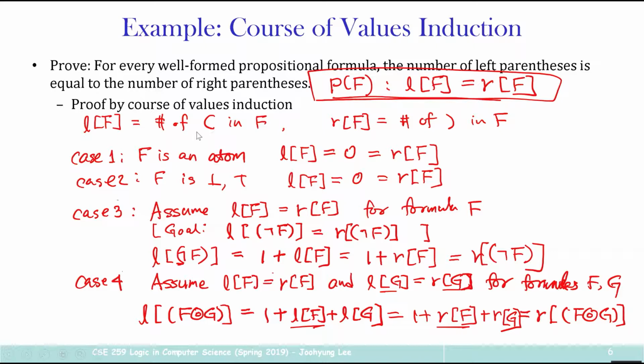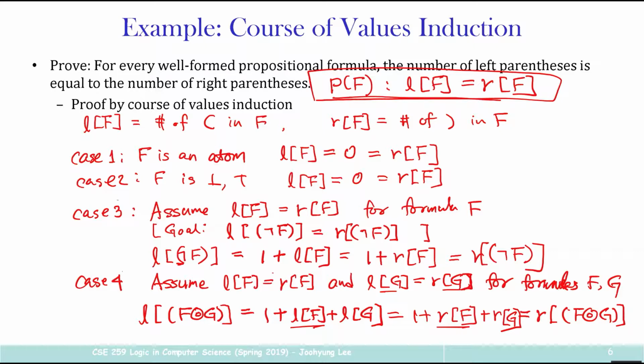So case 1 and case 2 are actually easy because there are no parentheses. This can be easily checked by looking at it: the number of left parentheses and right parentheses are 0. Case 3, you assume that for a given F, whatever the formula F, you don't know exactly, but you know for sure that the number of left parentheses and right parentheses in F are the same. So that is what you assume. You don't argue with this, but you're trying to prove this based on that assumption. So how do you prove this?